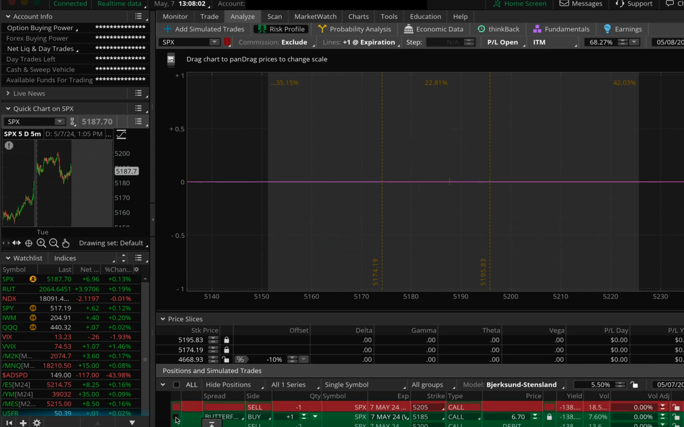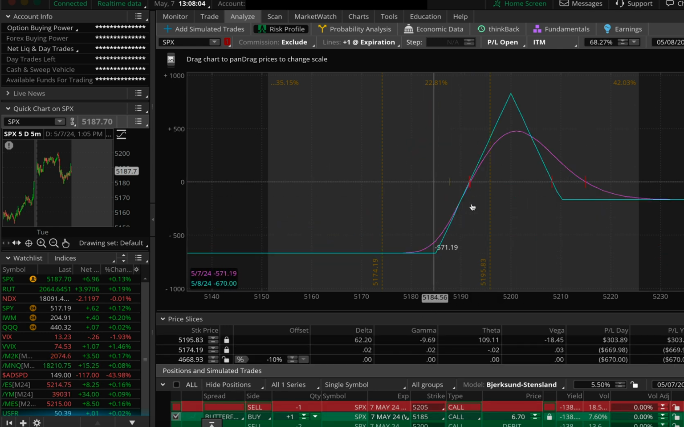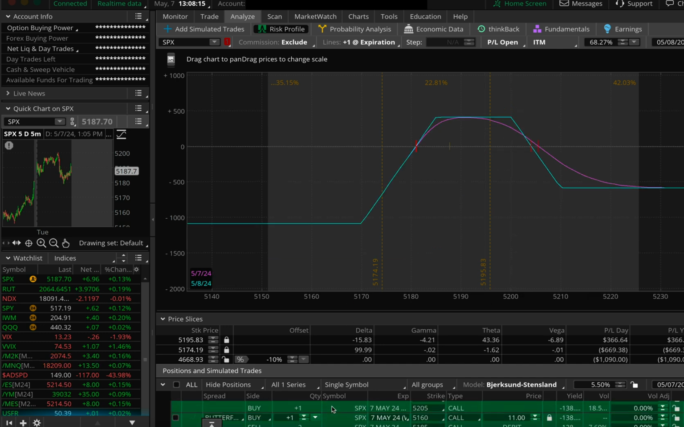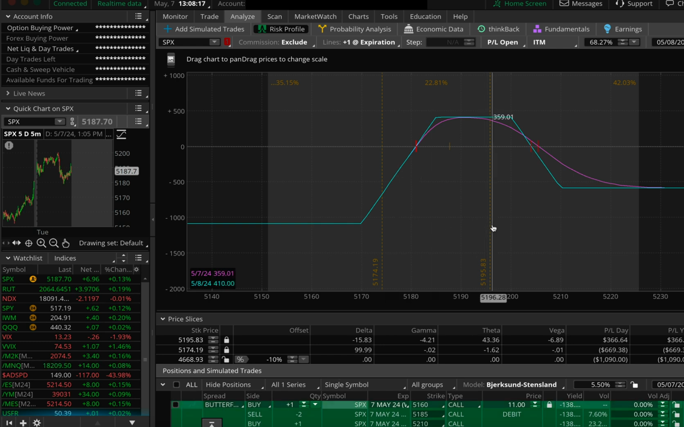And this second butterfly was actually a broken wing butterfly. It started off as an equidistant, equal distance butterfly when I first set it up, but I tweaked the leg of it because at the time, if you go back and look at the video, we were a little too far down this slope on the right side. So I wanted to bring this side of the whole structure up to give us something closer to delta neutral. I don't want to be exactly delta neutral, and I don't want to be on the downside usually on these.